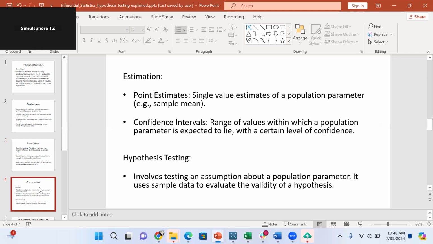Now, what are the components of inferential statistics? We have point estimates, for example, sample mean, and then we have confidence intervals, and then we also have hypothesis testing as one of the components of inferential statistics. Hypothesis testing involves testing an assumption about a population parameter, and it uses sample data to evaluate the validity of a hypothesis.